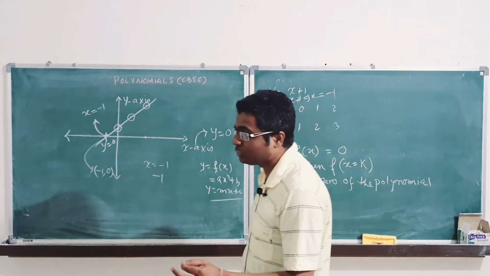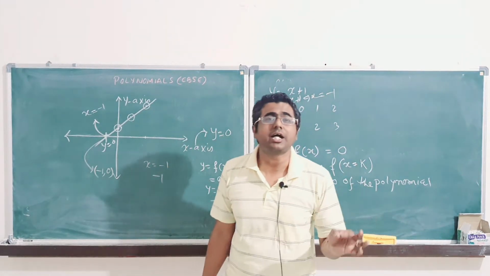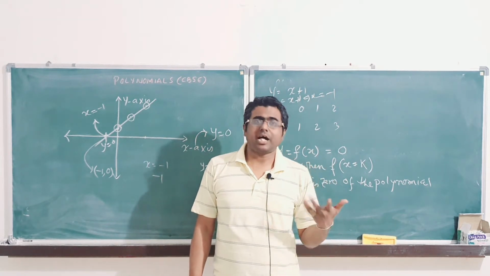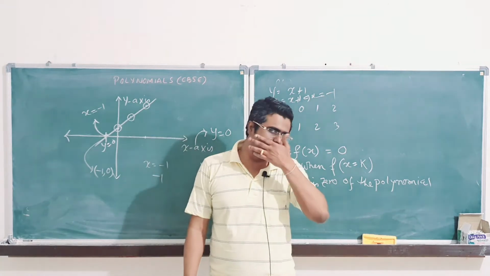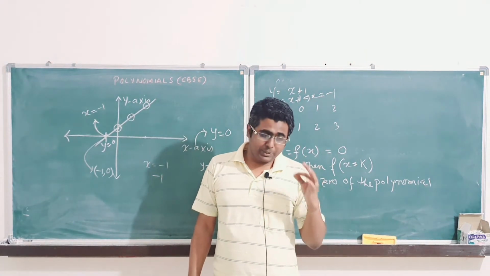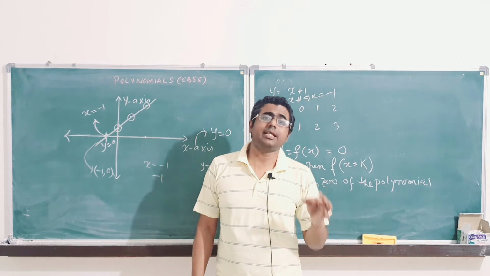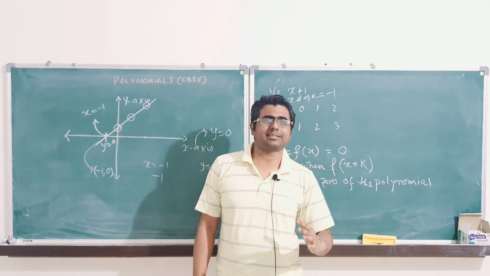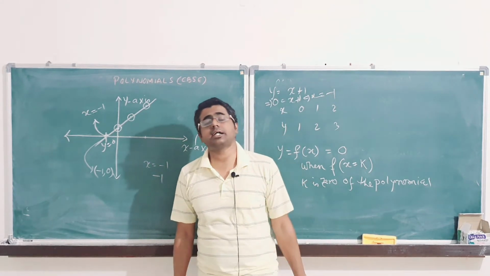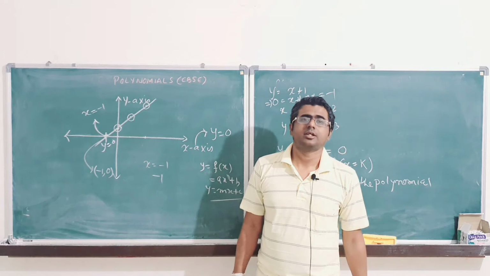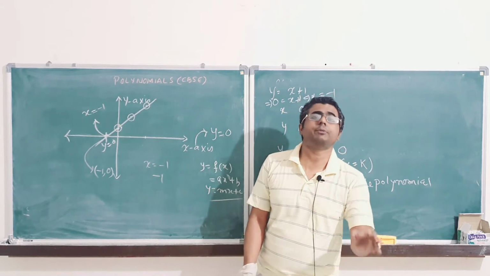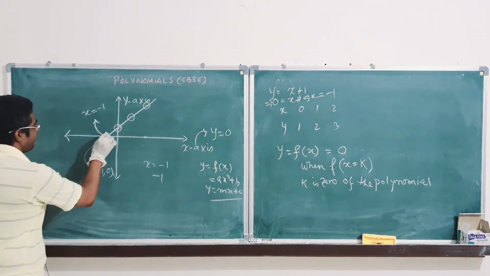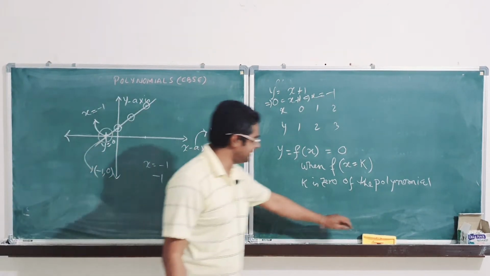So if somebody asks you what is the geometrical significance of the zero of a polynomial, it is the place on the x-axis where the curve cuts, because here it is a straight line, but anywhere it can be a curve also. The point where the curve will cut the x-axis is called the zero of the polynomial. So this is basically the point of the zero of the polynomial. Clear guys? Next.